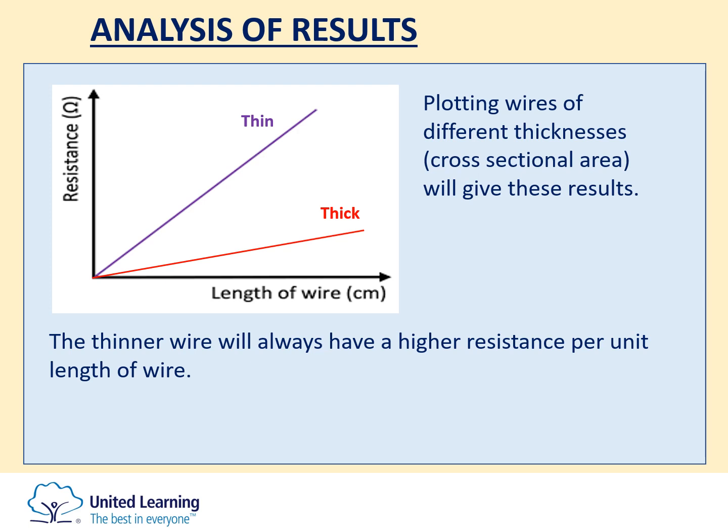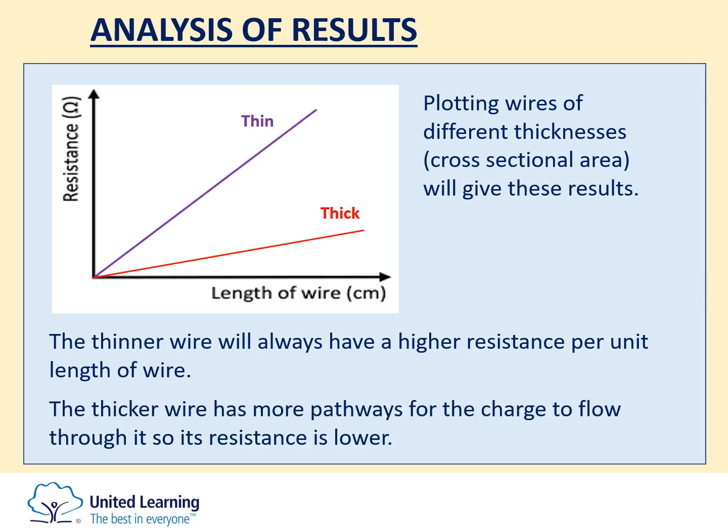The thicker wire, being wider, has more pathways for the charge to flow through it, and so the resistance of a thick wire is always lower than the resistance of a thin wire for any length of wire.